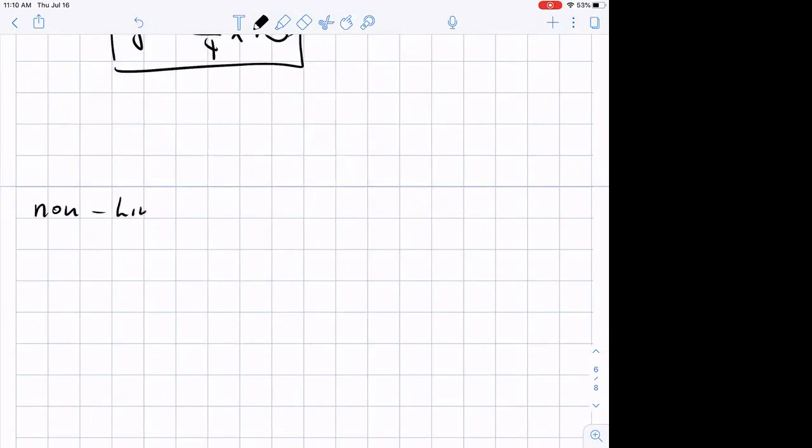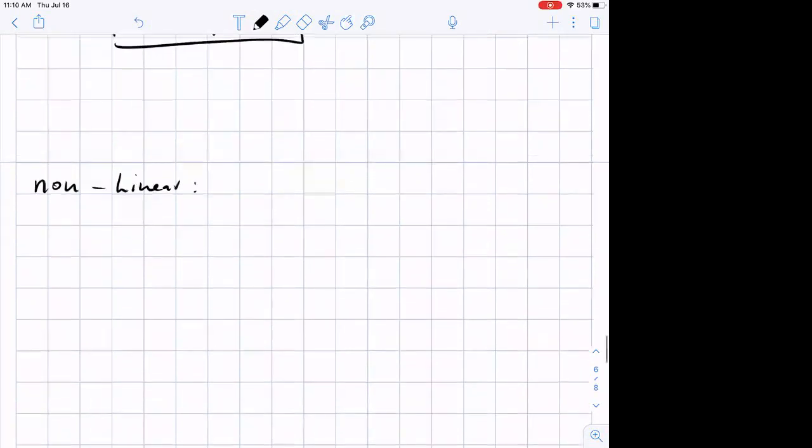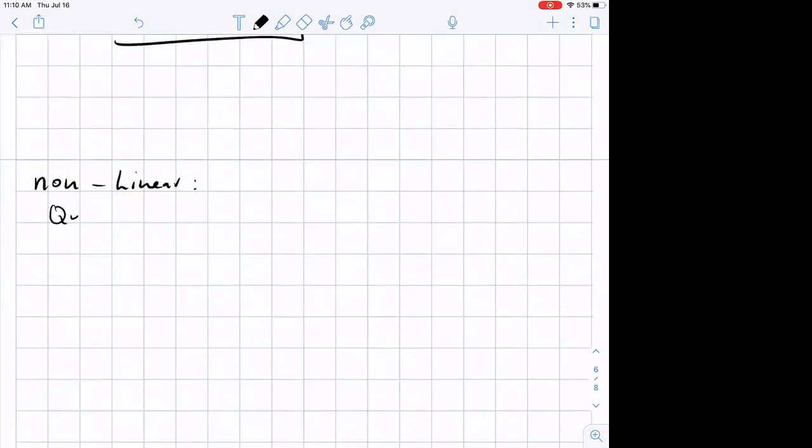Nonlinear. For nonlinear, the list is very, very long. We have quadratics, which is a member of nonlinear. Ax squared plus bx plus c equals 0. This is a quadratic equation. I'm not going to write the equation part of it, just the expression.